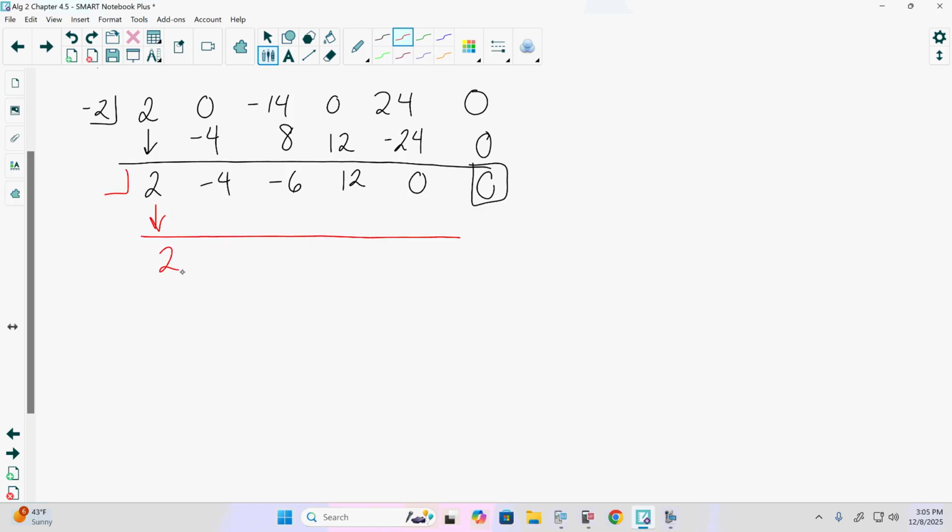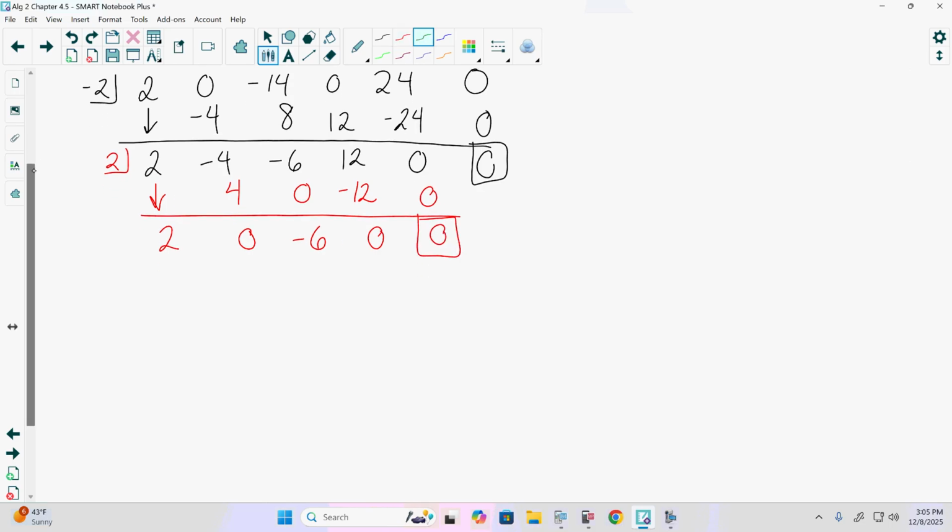All right, pick another solution. Which one do we want to try next? 2, +2. 2 times 2 is 4. -4 plus 4, 0. 2 times 0, -6 plus 0, -6. 2 times -6 is -12. 12 plus -12 is 0. 2 times 0 is 0, and 0 plus 0 is 0.